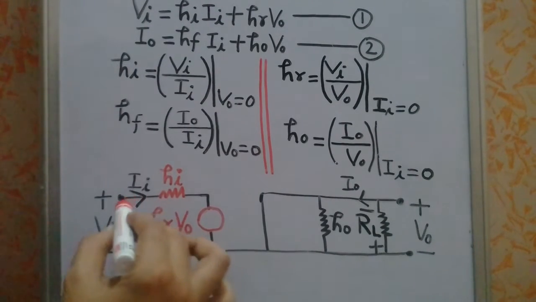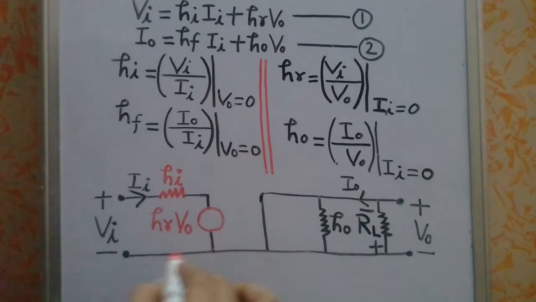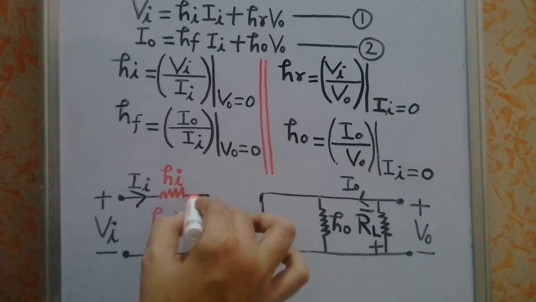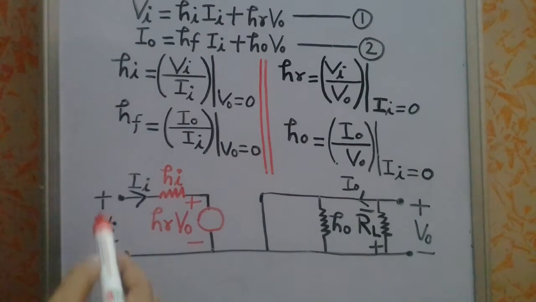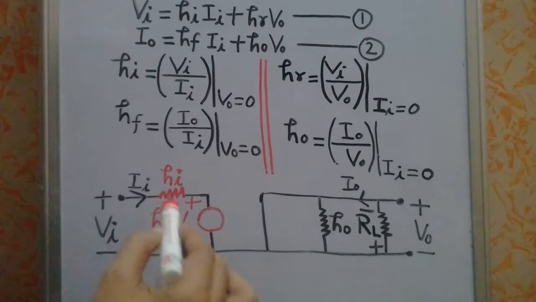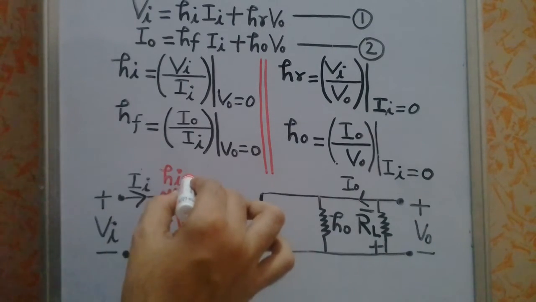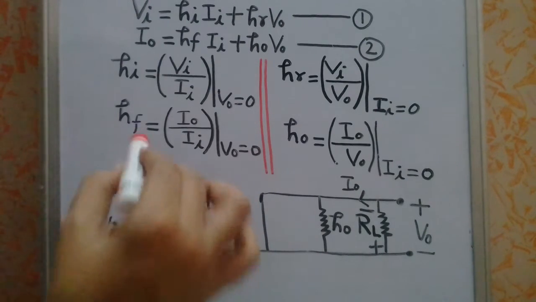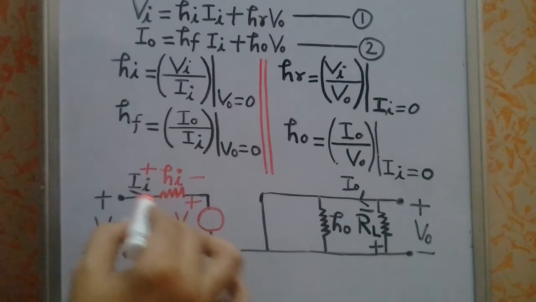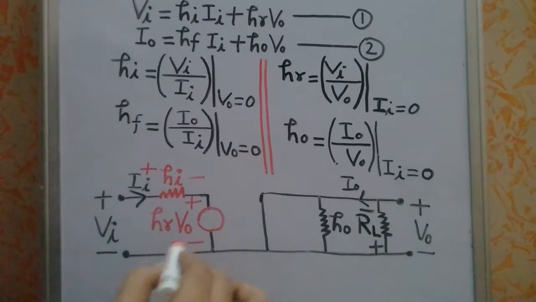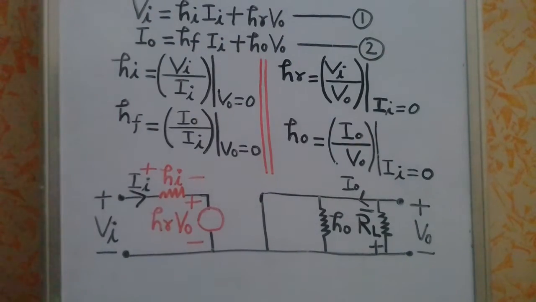Now once you apply Kirchhoff's voltage law in this loop, you will get equation number 1. See how? Minus to plus Vi. In the direction of current flow there is a voltage drop, that means the sign will be negative, this will be plus. So here you will get plus Vi minus hiIi minus hrVo is equal to 0. That means you will get equation number 1, right?